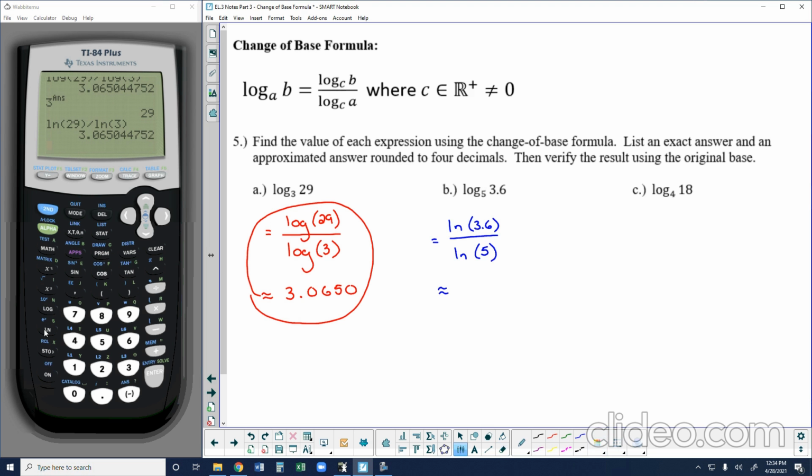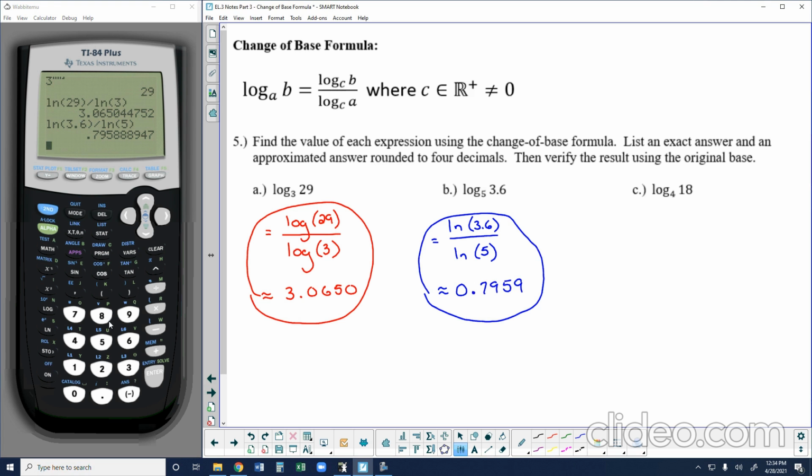And then if I want to estimate this, this would be the natural log of 3.6 divided by the natural log of 5, which I can now put into my calculator, and it would be approximately 0.7959. And then I could check this. 5 to the power that I just had as my answer should be 3.6, and it is. So we can see here that the change of base formula allows us to evaluate any logarithmic expression in our calculator, regardless of the base. See if you can pause the video and complete problem 6.